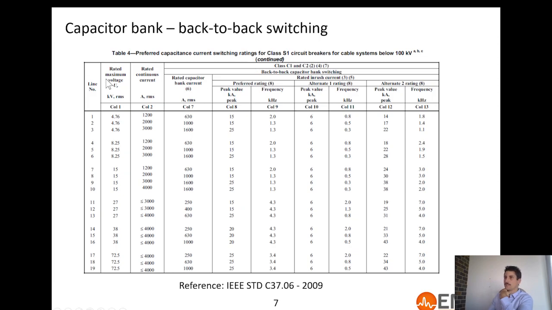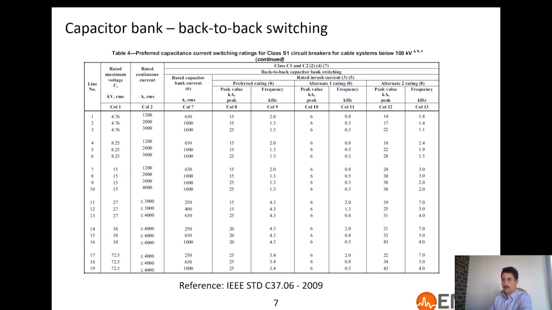Okay, so you see here different breakers, rated continuous current here. You have the voltage there, and you have some peaks for inrush current, peak current and frequencies. If the current is too high in the simulation or if the frequency is too high, you have to increase the size of the tuning inductance in order to lower the frequency and the peak current. It's as easy as that.